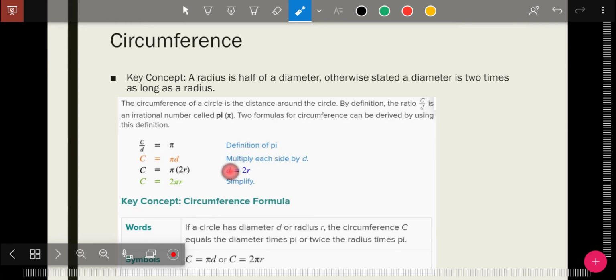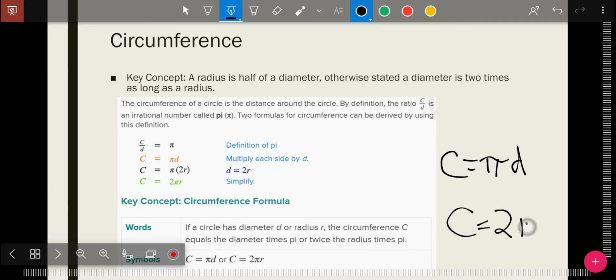And then one diameter is 2 times as long as the radius. So instead of a diameter, I could put 2 radius here. And so either equation works. C equals pi times diameter, or C equals 2 pi r. 2 times pi times radius. This one right here is probably the more common one you would see if you only get one equation. But both work. They're the same, right? Because one diameter is equal to 2 radius.